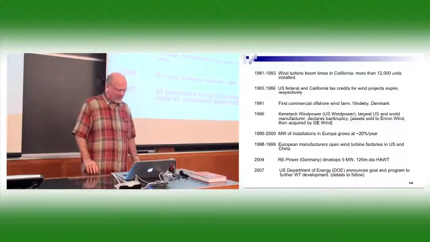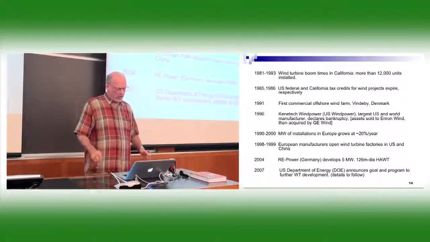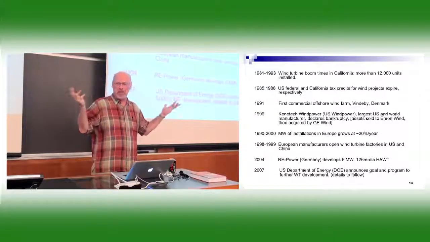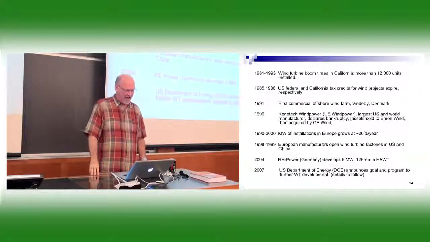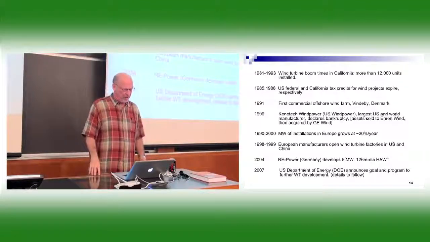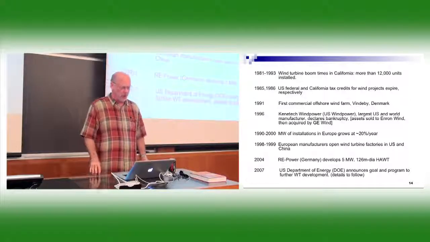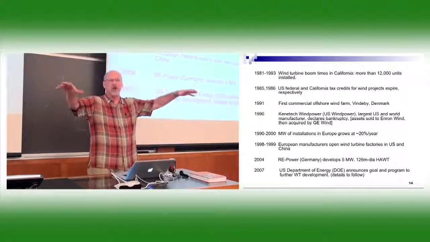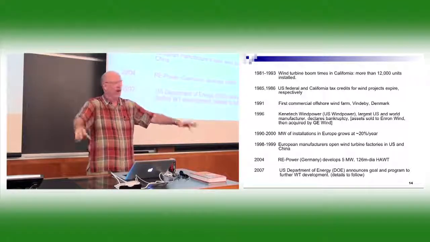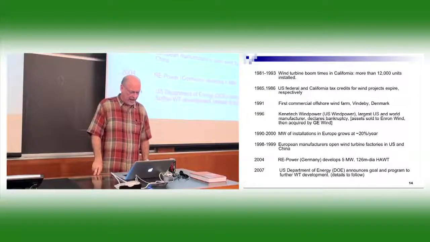From 81 to 93, in California more than 12,000 units were installed, but then when the tax credits went away in 1985 and 86, they just began to go down. But the Europeans were going strong. In 1991, the first commercial offshore wind farm was built in Denmark. These are where you put the wind turbines out in the ocean on pilings that go down below, because the wind is really strong out there.